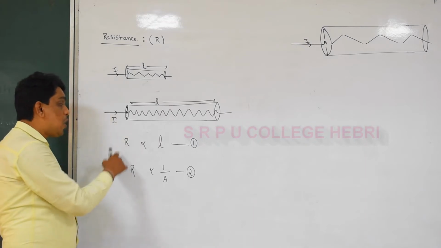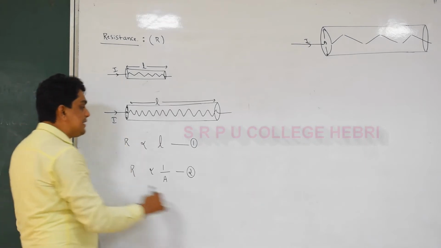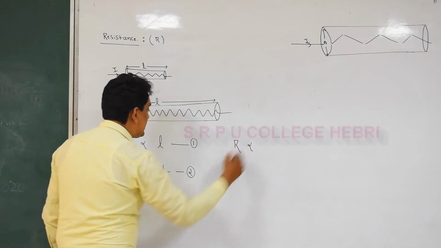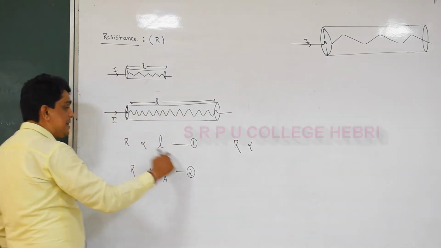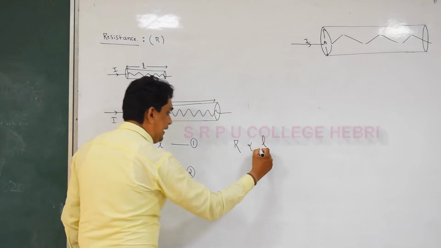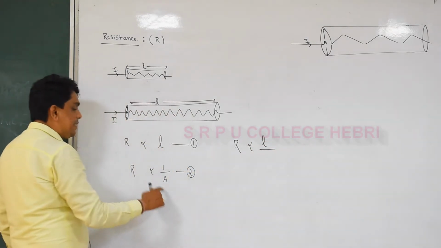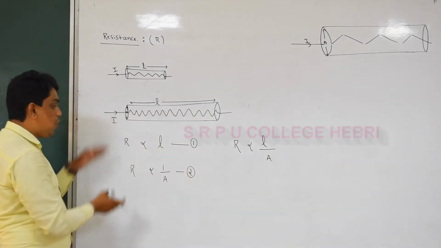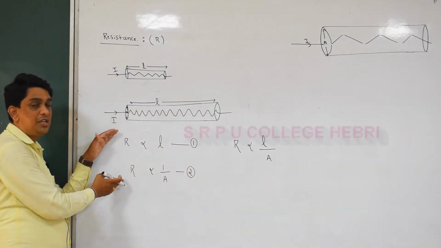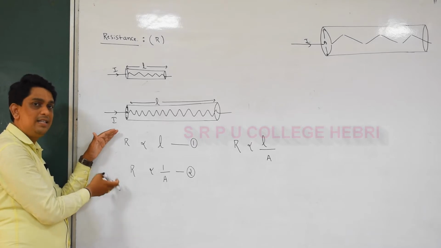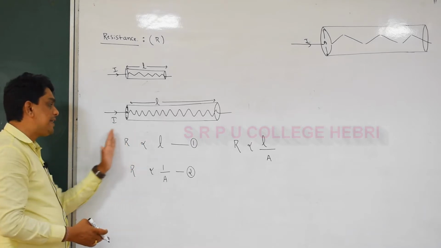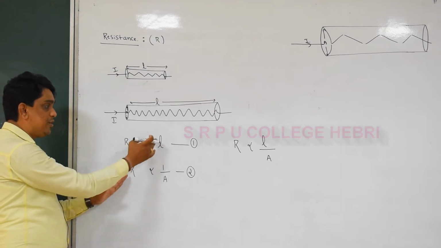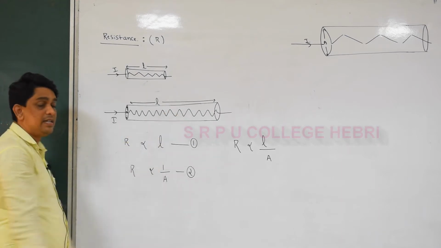Now on combination, you can see resistance on the left side, and on the right side, in the numerator you have length, it is L, and in the denominator you can see A. So on combination means not adding, it is just a combination. You can see on the left side we have R, on the right side the numerator is L and the denominator is area.